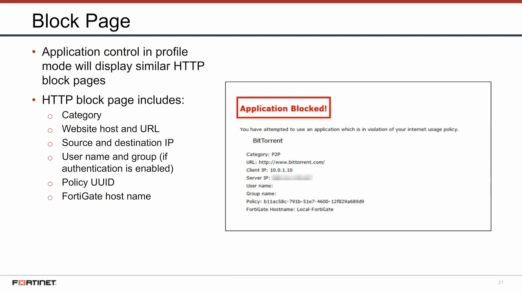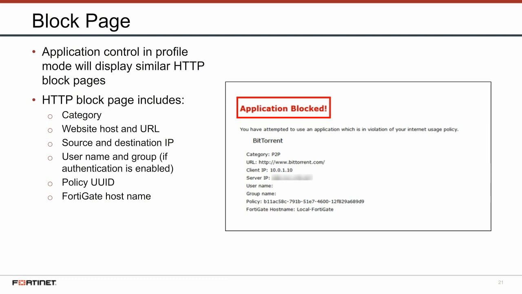this block page. The block page contains the following information: signature that's detected the application, in this case, BitTorrent. Signatures category, P2P. URL that was specifically blocked, in this case, the index page of bittorrent.com, since a web page can be assembled from multiple URLs. Client source IP, 10.0.1.10. Server's destination IP. Username, if authentication is enabled.